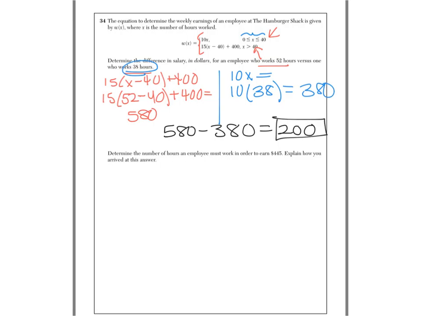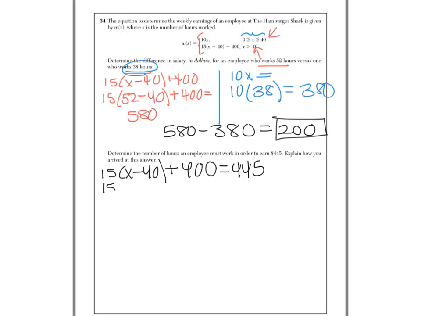Determine the number of hours an employee must work in order to earn $445. Explain how you arrived at the answer. So the way in which I tried to figure this out is I set each of these equal to 445 in order to solve for x, and I looked at the one that fits the domain constraints, and that's the one I selected. So I have to use both of the equations in order to solve for x. So here's the first one.